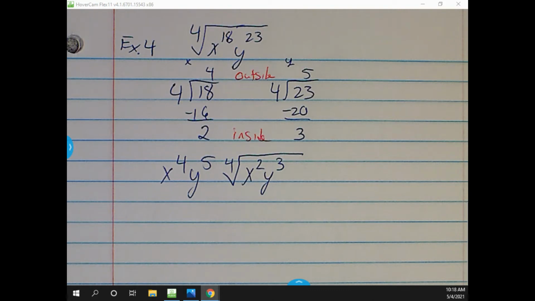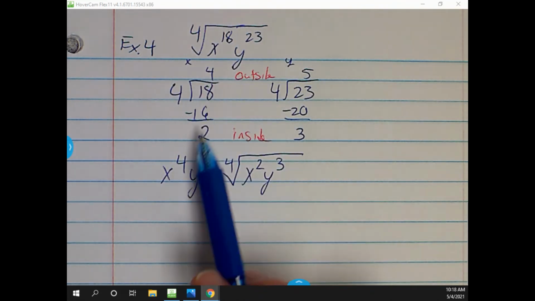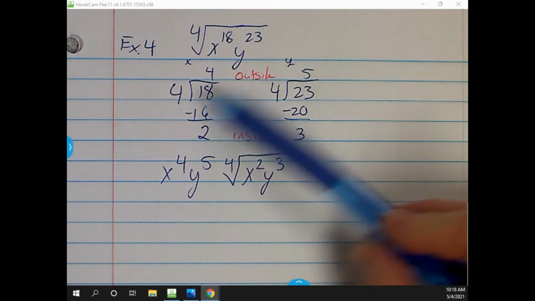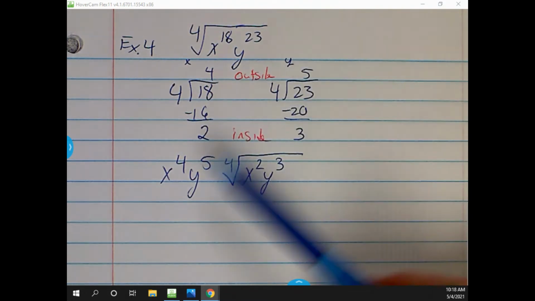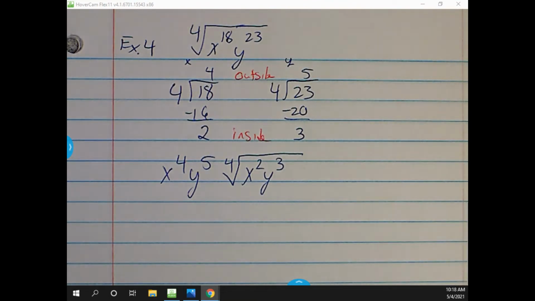Okay, so with the simplifying on these, there's not anything they can do that's really tricky on this one. It's just being able to divide this index into this number and then just figuring out how many times it will go and what your remainder is. And again, how many times it goes into it, that's the powers that would go on the outside. Whatever your remainders are, that's going to be your remainder powers on the inside.